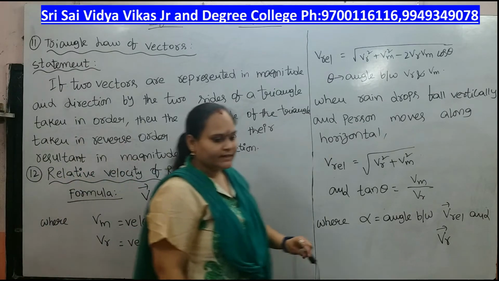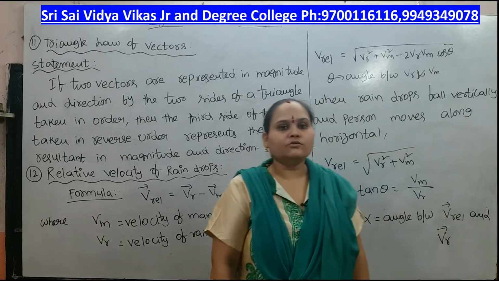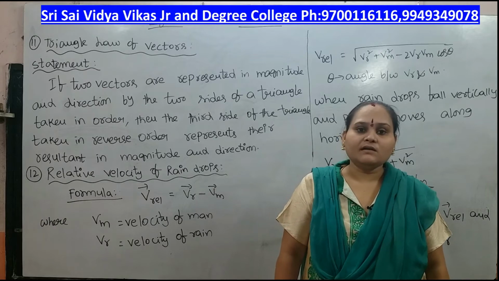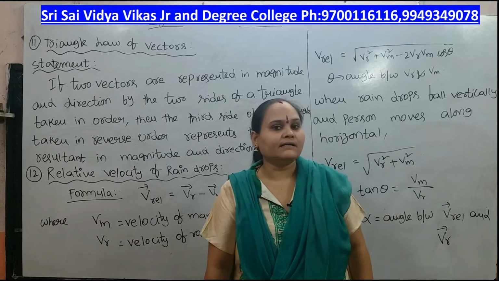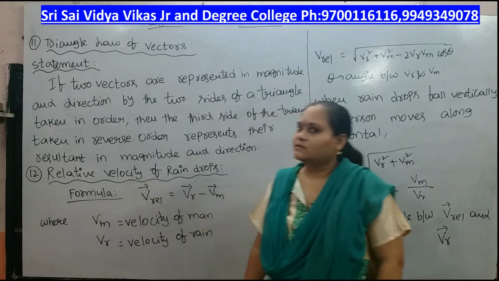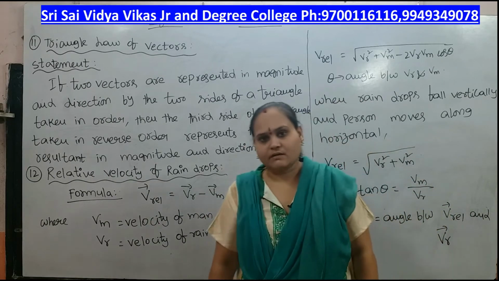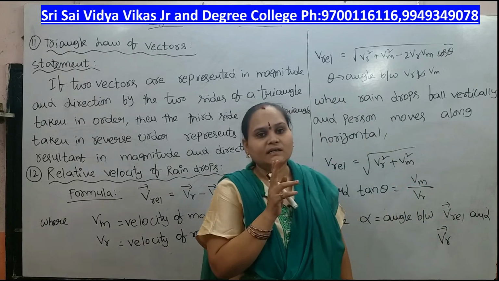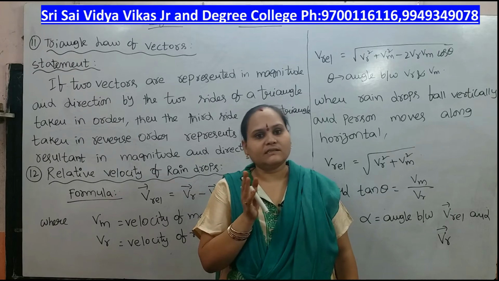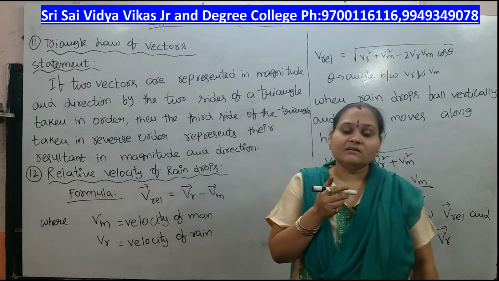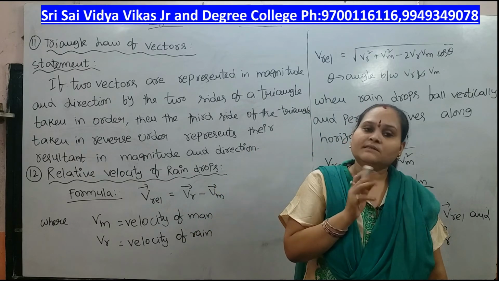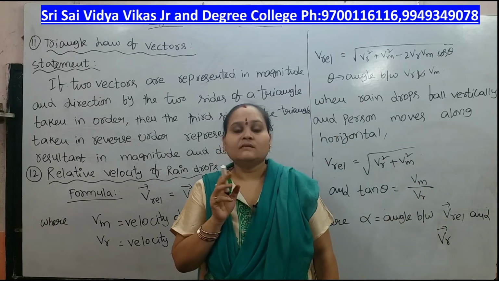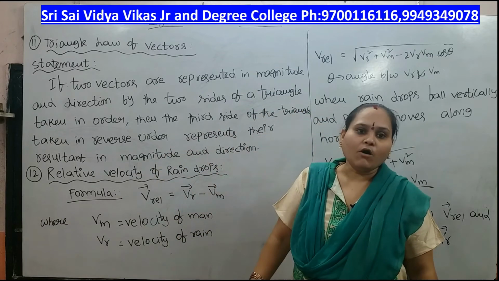represents their resultant in magnitude and direction. So, in this we are taking two sides as the two vectors and the resultant will be the other side of the triangle, and we will calculate the magnitude and direction of their resultant. This is the triangle of vectors. Okay. So, that means in this triangle of vectors we are taking two vectors as adjacent sides of a triangle, and the other one is nothing but the resultant, in the opposite direction, of the triangle.